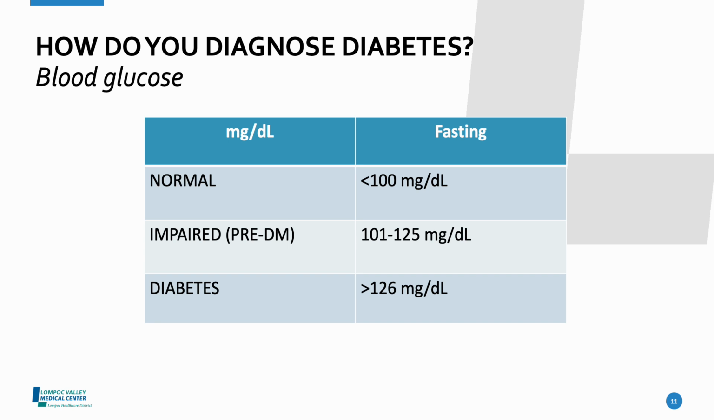Your blood glucose naturally fluctuates based on when you eat, what you eat, and your level of movement throughout the day. With a diagnosis of diabetes, these numbers stay higher than the normal limits of blood glucose. Normal blood glucose while fasting, meaning no eating for 8 to 12 hours, is less than 100 milligrams per deciliter. Impaired blood glucose, meaning the blood glucose is elevated but not high enough for a diabetes diagnosis, is anywhere from 101 to 125 milligrams per deciliter. A fasting blood glucose with diabetes will be greater than 126 milligrams per deciliter.